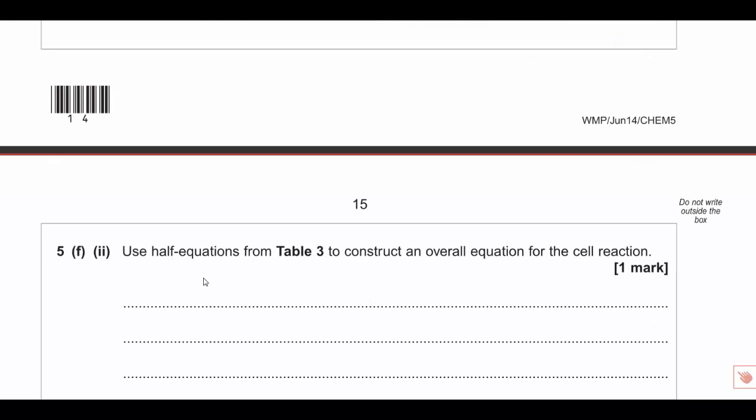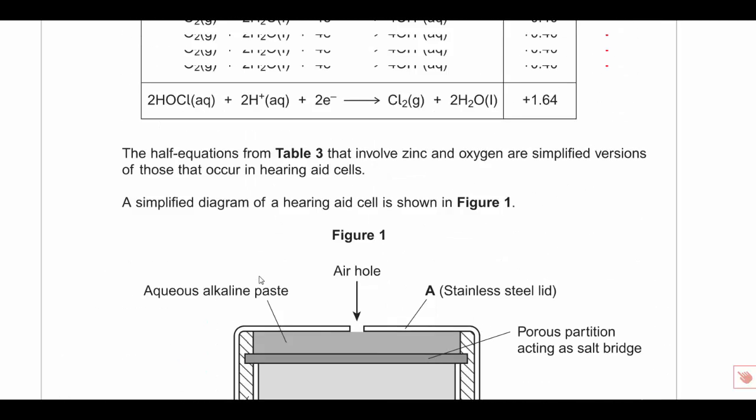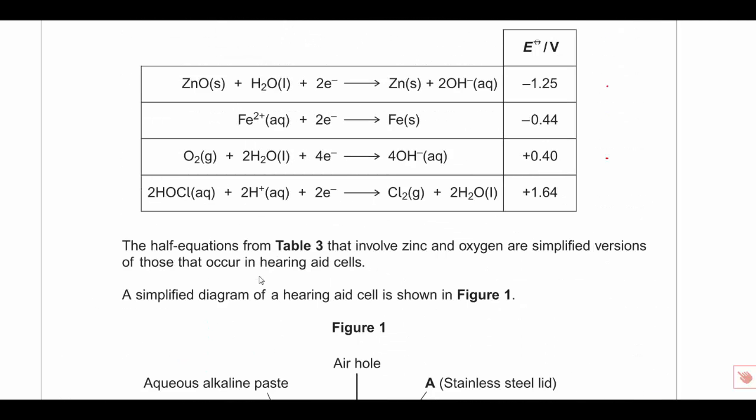1 mark, nice. Use half equations from table 3 to construct an overall equation for the cell reaction. The cell reaction is going to be, as I said, this one and this one. There's oxidation, so we're going to go zinc first. Reduction's going to be, yes, this is going to be our oxidation, more negative. This is going to be where our reduction takes place. So we're going to start with zinc. We're going to go that way.